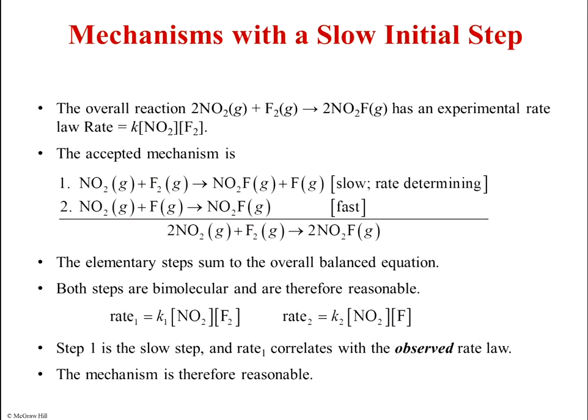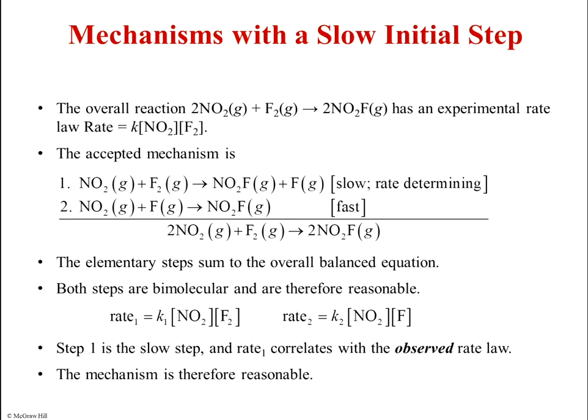In the first step, nitrogen dioxide collides with fluorine to form NO2F and a fluorine atom. This is a slow process. You have to break the fluorine-fluorine bond. This is the rate determining step. And then this is followed by a fast step where a fluorine atom combines with another NO2 molecule to form NO2F. So overall, we end up with two NO2s reacting with F2 to give two molecules of NO2F. The elementary steps sum up to give the overall balanced equation, so that's good. Both steps are bimolecular, and they're both reasonable.